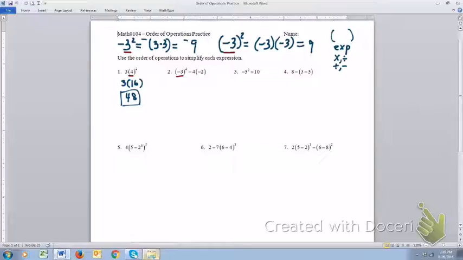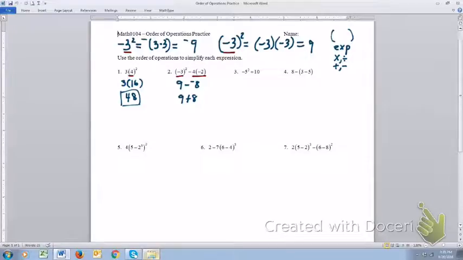So here our base is negative 3. So negative 3 times negative 3, you're going to get 9. And then we're going to do the multiplication there next. So this is 9 minus, now be careful here, you're subtracting 4 times negative 2. So it's positive 4 times negative 2, which is negative 8. We're subtracting negative 8. So this becomes 9 plus 8.